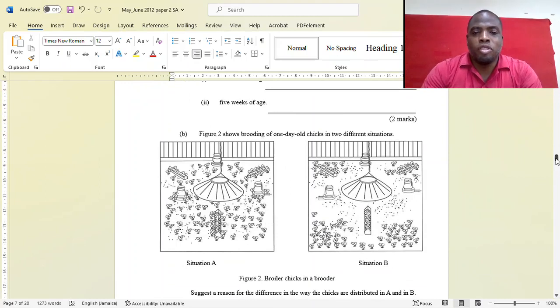Figure 2 shows brooding of 1-day-old chicks in 2 different situations. So it's situation A and situation B. Watch me now. Remember, in the wild, chickens basically sit on their eggs. And the hen would actually allow for the hatching of the eggs. You know, eggs are incubated for 21 days. And she'll basically turn it. We have artificial incubators. Why are we mentioning all of this?